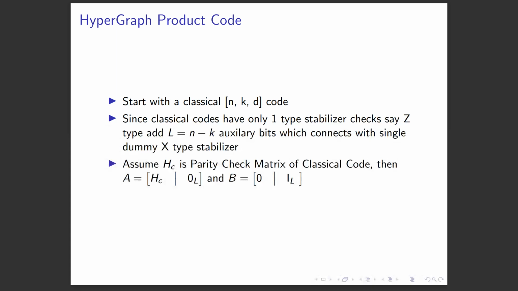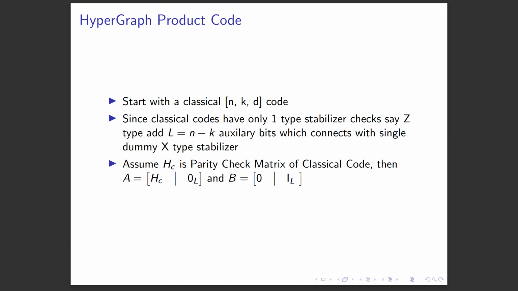So the hypergraph product code is a specialized form of the homological product code. Actually speaking, hypergraph product codes were defined before this paper.